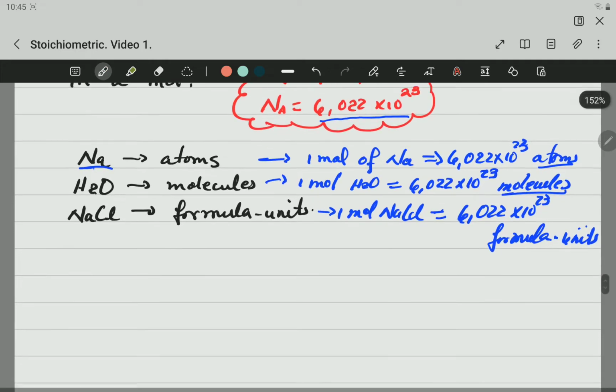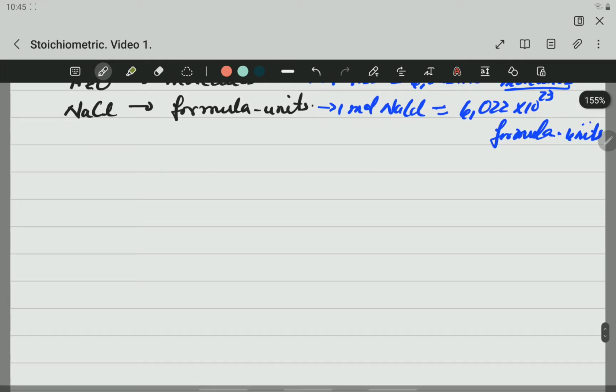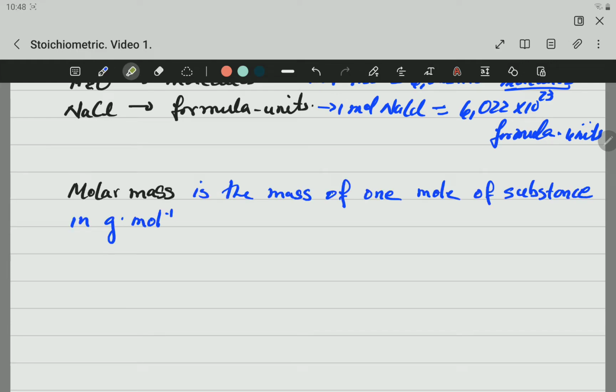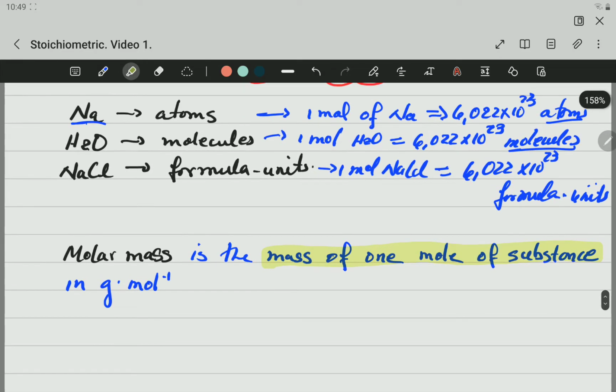Now we're going to another very important definition. Molar mass is the mass of 1 mole of a substance. If you take 1 mole of sodium chloride, its mass is called the molar mass. If you measure the mass of 1 mole of water, it is called the molar mass of water. The mass of 1 mole of sodium is called the molar mass of sodium.